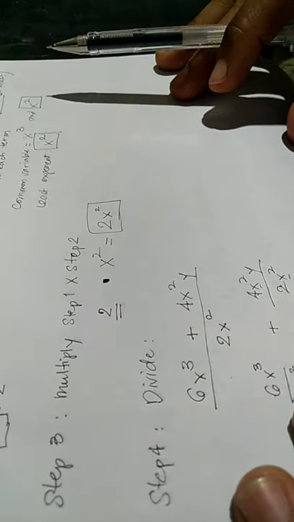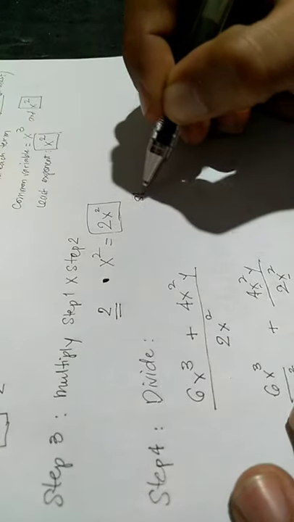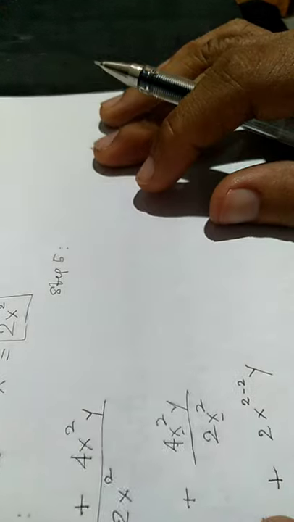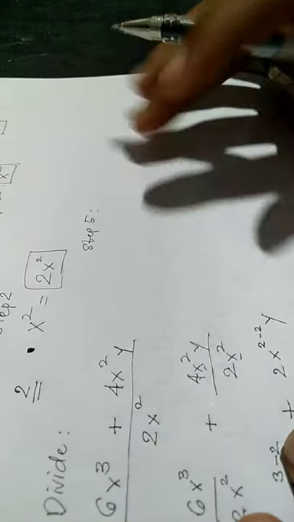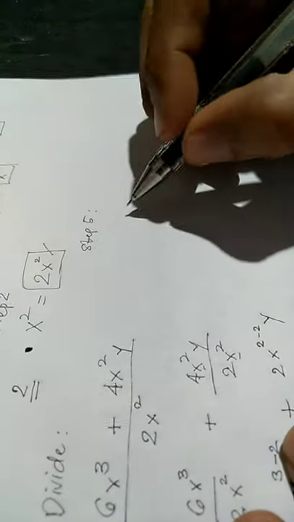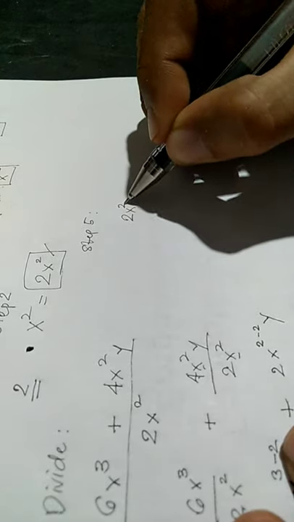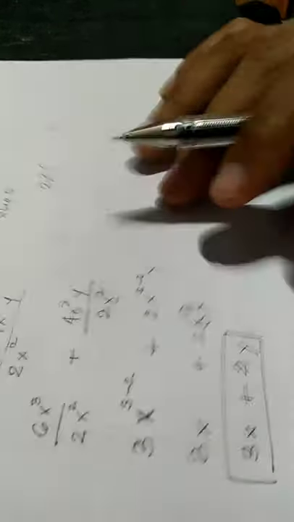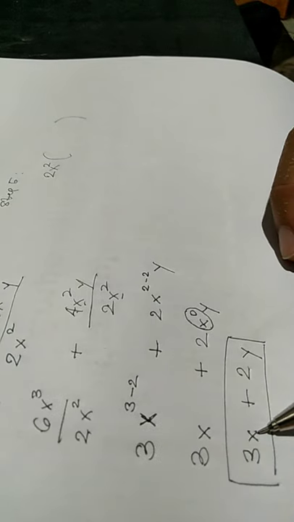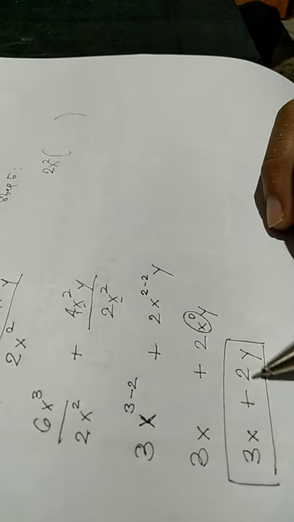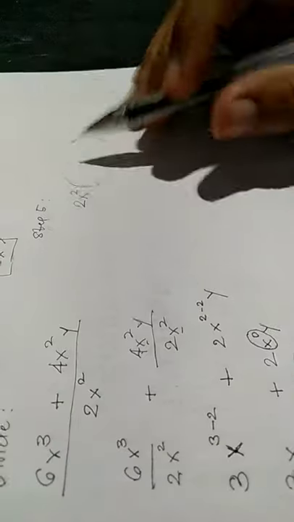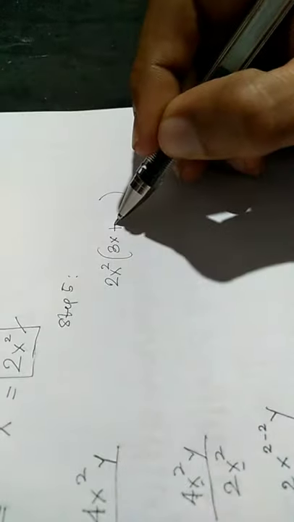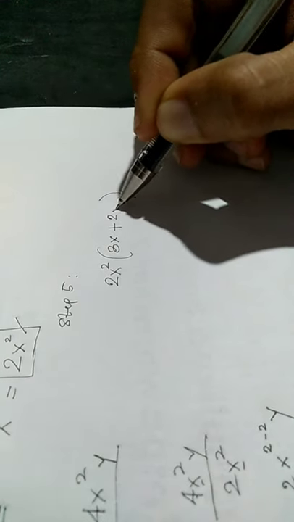Last step, step 5. Simply combine 2x squared, place open close parenthesis, with 3x plus 2y. 3x plus 2y.